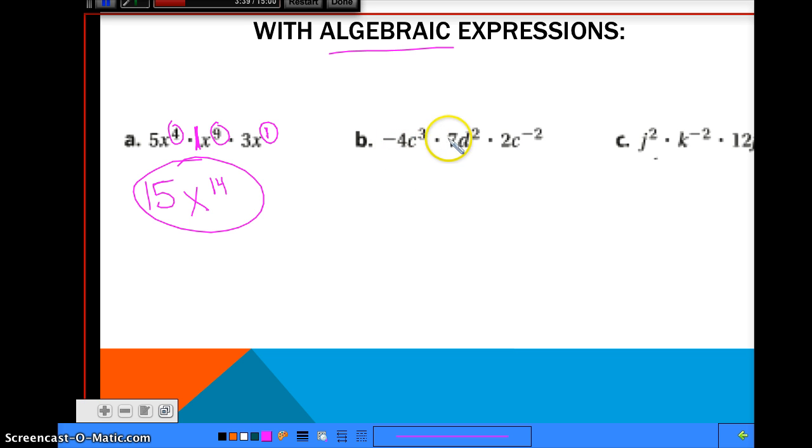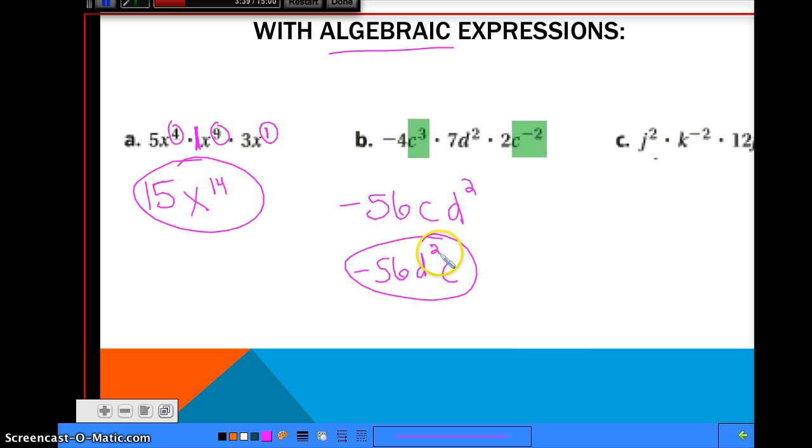Multiply your coefficients. Negative 4 times positive 7 is negative 28, and negative 28 times positive 2 is negative 56. Then 2 of your variables have like bases, so those are the only 2 I can use the rule on. So you're going to end up with C. Add those exponents. 3 plus negative 2 is 1. I'll leave it as an imaginary 1. And then D squared drops down. Typically, they like you to write it in the order of your variables, the highest degree first, or exponent first.